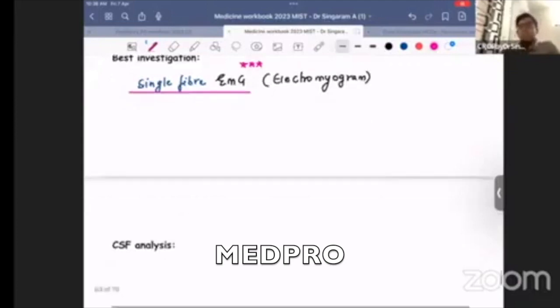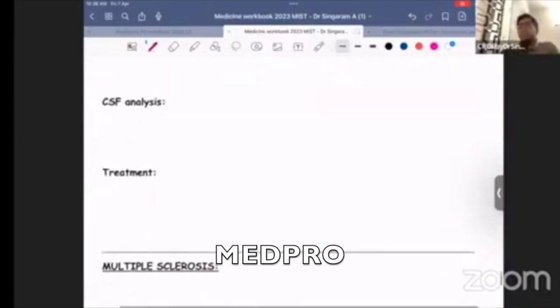Purely for academic purposes, nobody is going to do this investigation. What is that? CSF analysis. See, doctors, you remember one thing. Yesterday also I told you, subarachnoid hemorrhage, CSF analysis. Can you recollect xanthochromia? I told you nobody is going to do the CSF analysis for subarachnoid hemorrhage. Same thing. Nobody is going to do the CSF analysis for Guillain-Barré syndrome also. But purely for academic purpose, you have to remember.